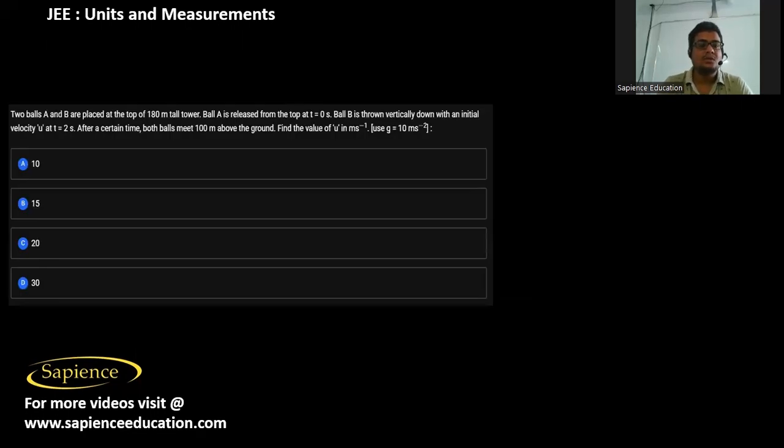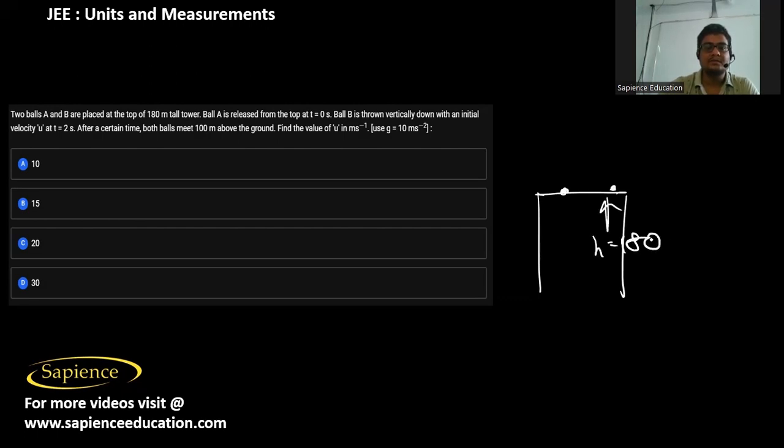And here it is told, two balls A and B are placed at the top of a 180-meter tall tower. So this is ball A and ball B. Ball A is released from the top at t equal to 0 seconds.